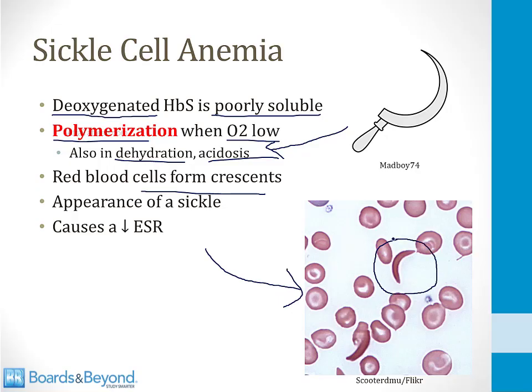When this disorder was first described, people thought that the crescent cells looked like a sickle. If you don't know what a sickle is, it's a farming instrument used to chop down wheat. So people thought these cells looked like sickles, so they called it sickle cell anemia.